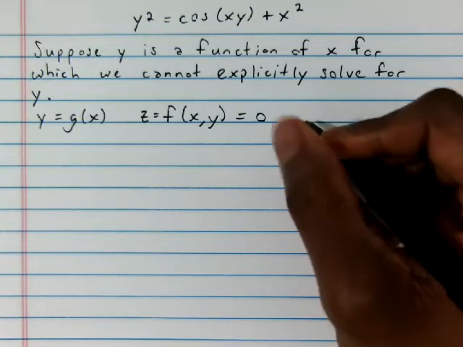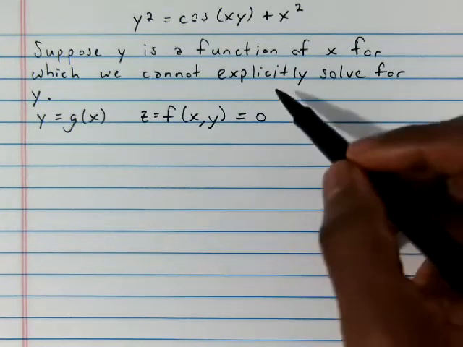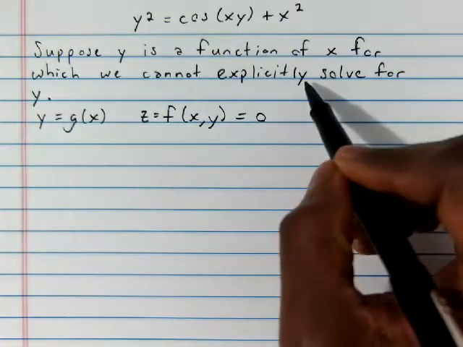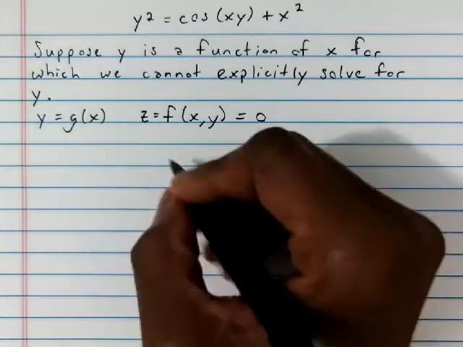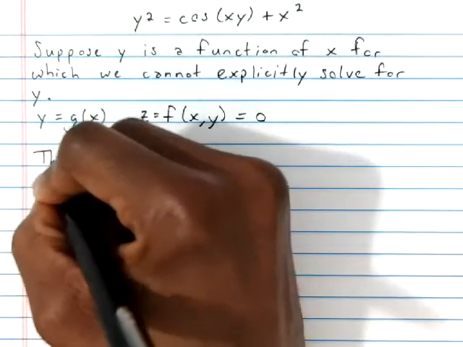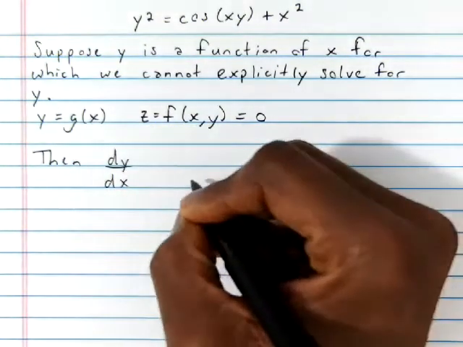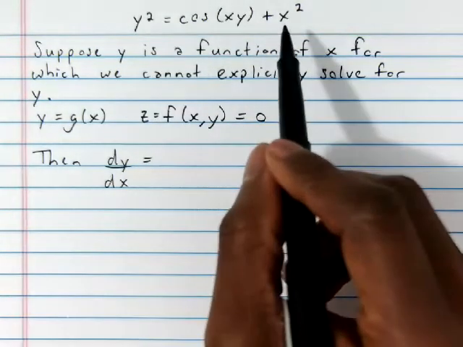So we're basically doing implicit differentiation. That's what implicit differentiation was when we were in calculus 1. We could not solve for y explicitly, but we knew y was a function of x, and we wanted to find dy dx. Now you could go through it using the calculus 1 approach and it'll work perfectly fine.